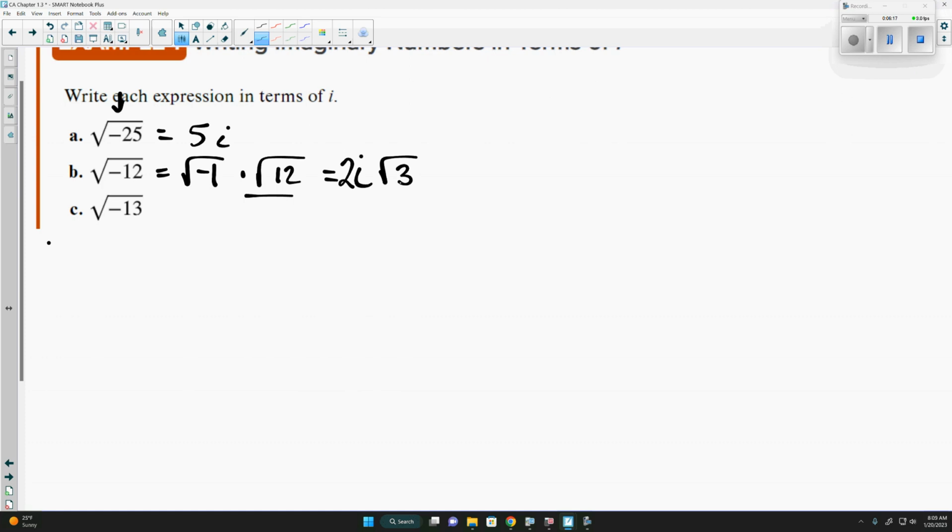Questions on this here? We can do the same thing with the square root of -13. Well, we know the negative is going to come out as i. Then we need to take the square root of 13. Is 13 a prime number? Yeah. So it's going to end up being just i square root of 13. Questions on this here? We got to remember this as it's coming back to us.